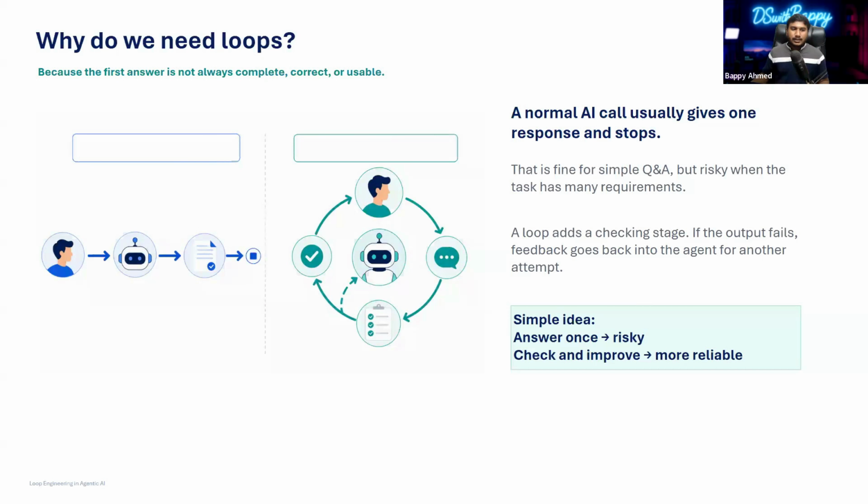Okay, great guys. So that's why a normal AI call usually gives one response and stops. That is fine for a simple question and answer, but risky when the task has many requirements, especially coding agents. A loop adds a checking stage. If the output fails, feedback goes back into the agent for another attempt. So the simple idea: answer once, this is risky; but if you check and improve, this is more reliable.